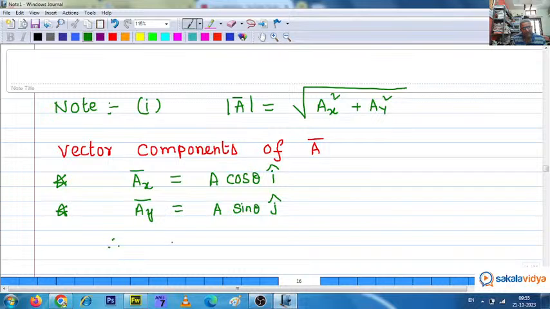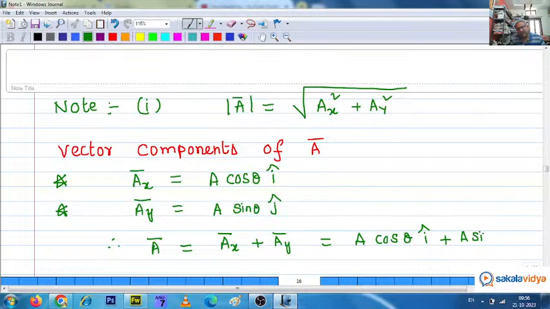So now, how to write it in terms of horizontal component and vertical component? How do you express this vector A? Vector A is equal to Ax component plus Ay component, that is equal to A cos theta i plus A sine theta j. Here, this is nothing but the horizontal component, and this is called the vertical component. I hope it's very clear to you.